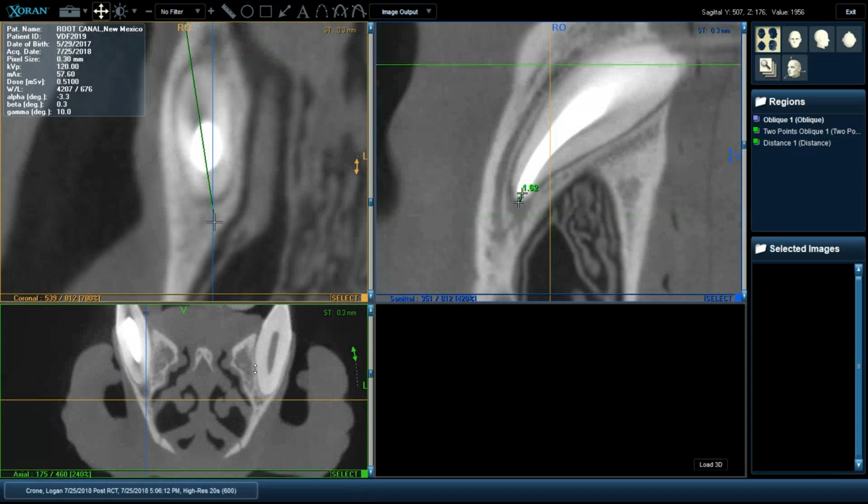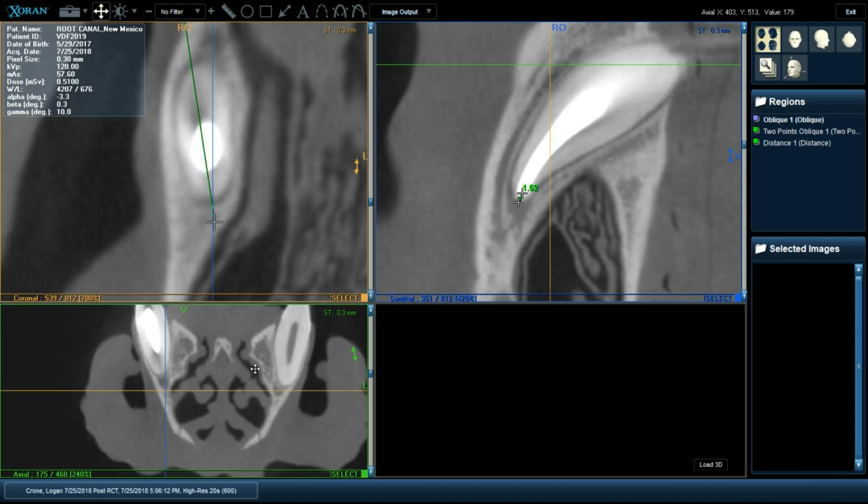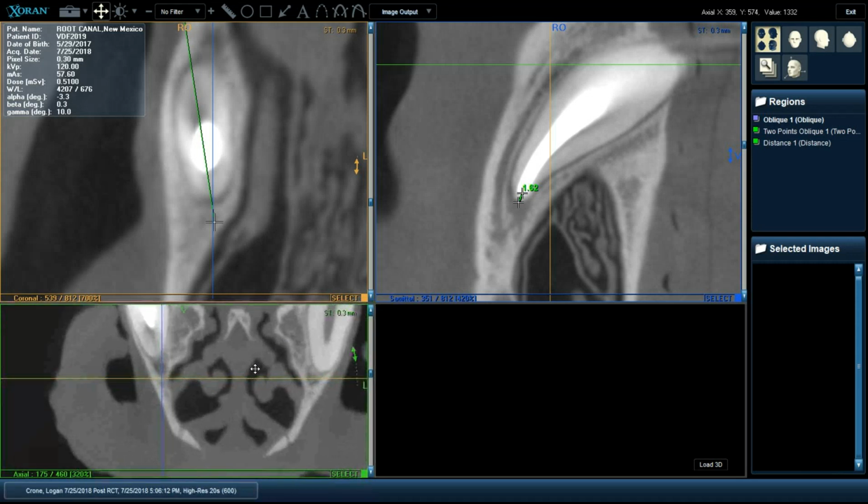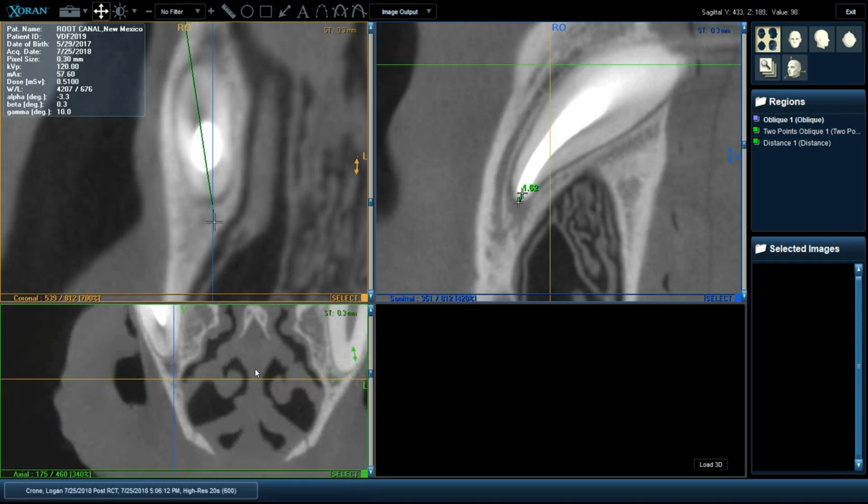Of course, this is just after treatment, so the periapical area hasn't changed yet. But if we were to wait a few months, or maybe a year, and wanted to retake a scan, we would then be able to compare and contrast the healing of the periapical lesion over time.